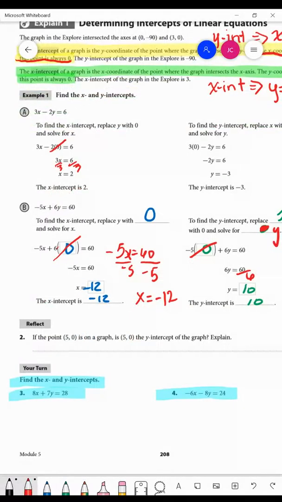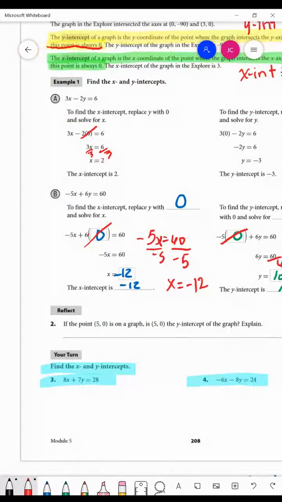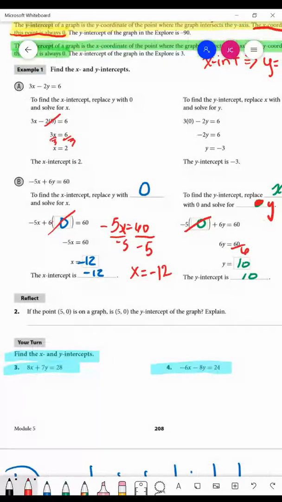Okay, so I want you to do problem 3. I'm going to do number 4 to give you one more example, working all the way out. So again, divide your paper in half. While I'm doing number 4, you do number 3. So negative 6 times 0 minus 8y is equal to 24. Because I replaced x with 0, I'm looking for my y-intercept.